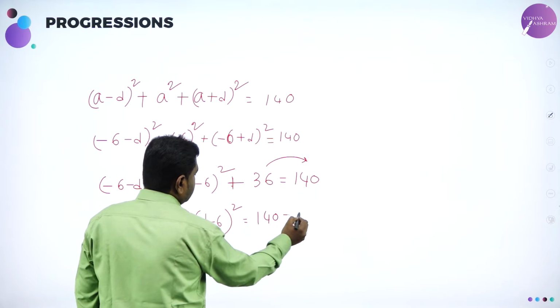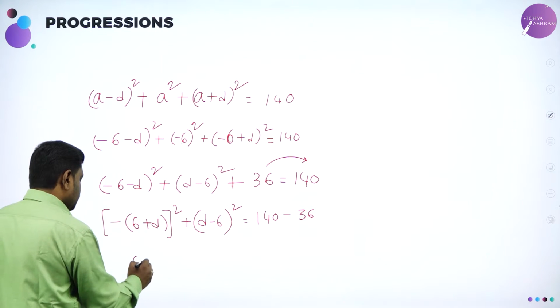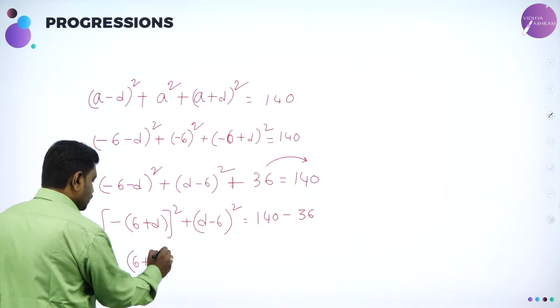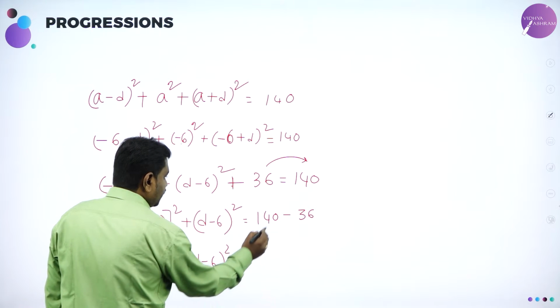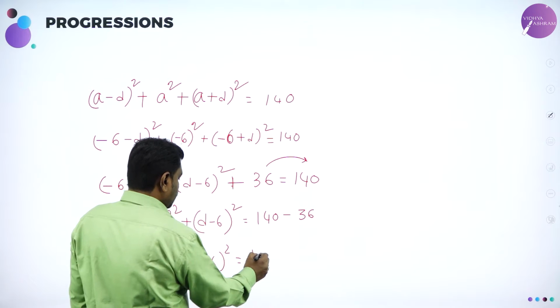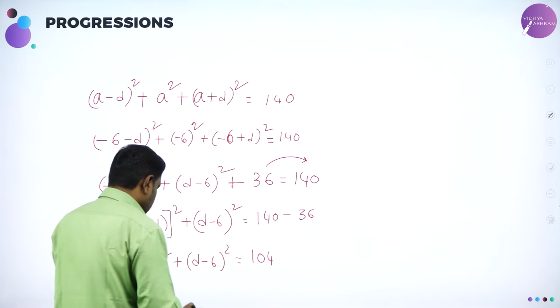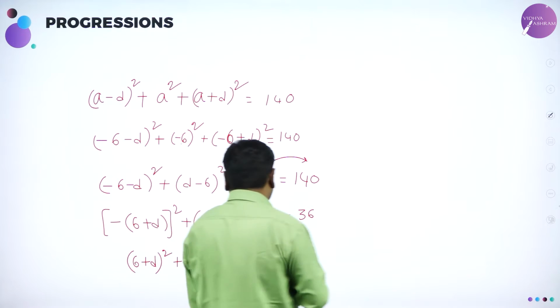140 minus 36. Now further, minus the whole square becomes plus. So (6 + d) the whole square plus (d − 6) the whole square. So 140 minus 36 is 104. Now further simplify this, expand this, we'll get a quadratic equation.